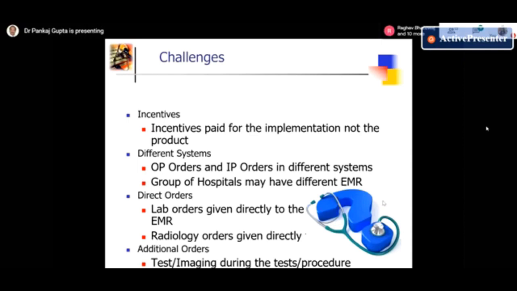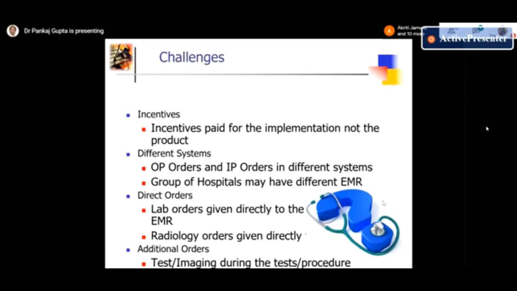There are direct orders. People who will just go to the lab and give a direct order. So it's not in the system. It's there in the lab system, but it's not there in the larger system. So then how do you reconcile? Similarly with radiology, and then additional orders while doing the test or the imaging.